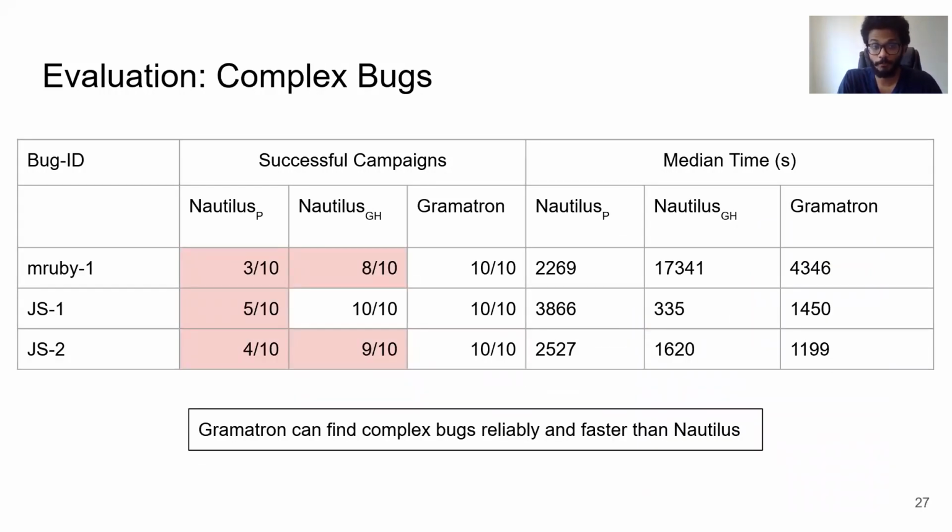However, for complex bugs, we see that Gramatron can find these complex bugs reliably and much faster than Nautilus. And the reason is that the aggressive mutation operators used by Gramatron prevent it from being stuck in local minima of coverage, and it performs a more global search through the input state space, allowing it to uncover these complex bug triggers faster.